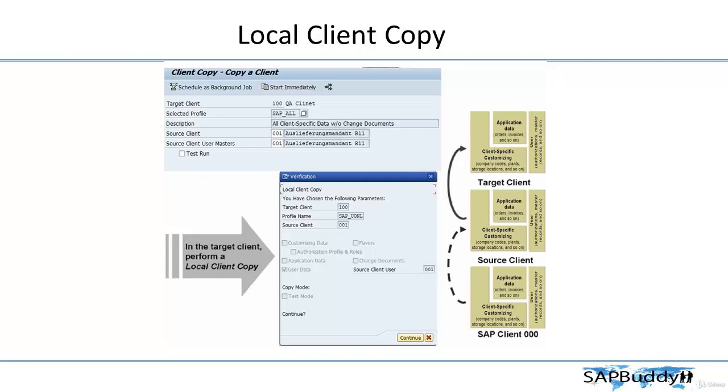So you can use 000 to copy the new client, or you can use 001 to make new clients. We need to log in to the target client after you have created the new client in SCC4. How do we log into the new client? For that we can use the standard user SAP*. The password for the standard user, once you have created this particular client, will be pass, in small letters. That will be the user ID and password. You will log into the target client. After you log into the target client, from there you will execute the client copy using the transaction code SCCL.